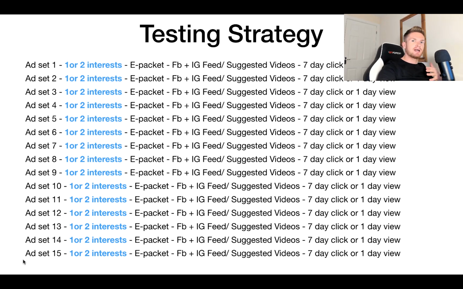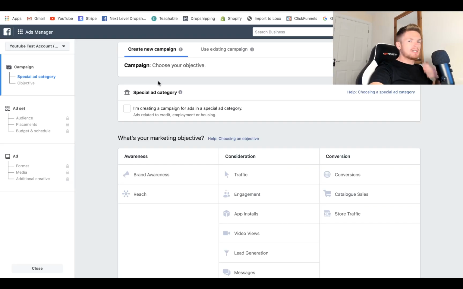So 15 different ad sets, all separated by different interests. Now you can do fewer ad sets if you have a lower budget, but obviously the more different ad sets you test, the higher chance you have statistically of finding a winning ad set and scaling your product. Okay, so now I'm going to go through the complete campaign setup within my ads manager for this product here.